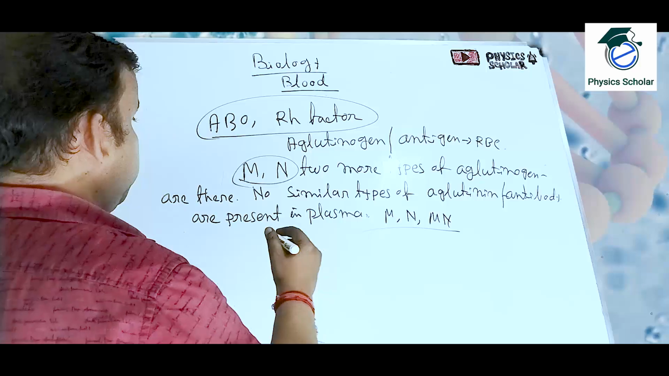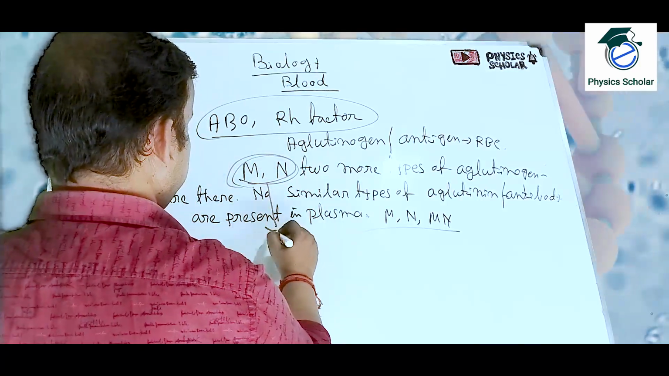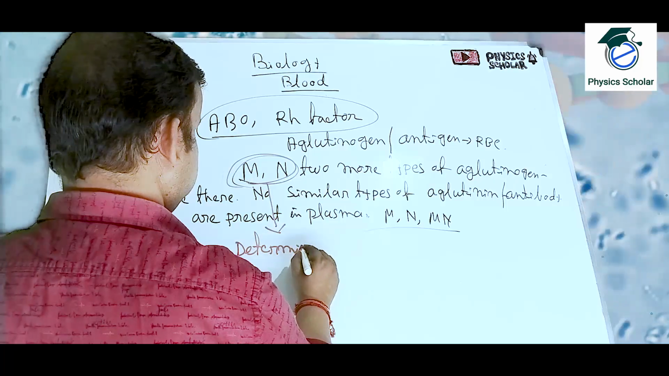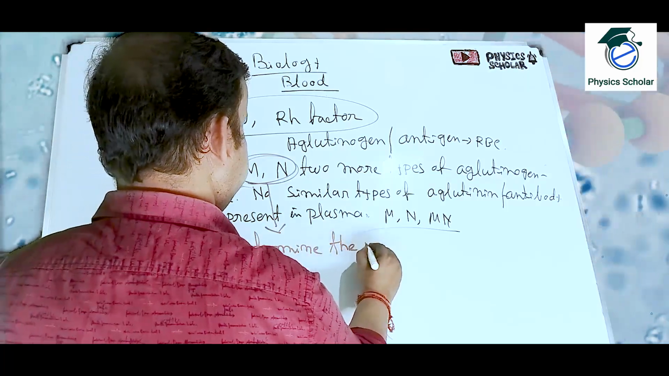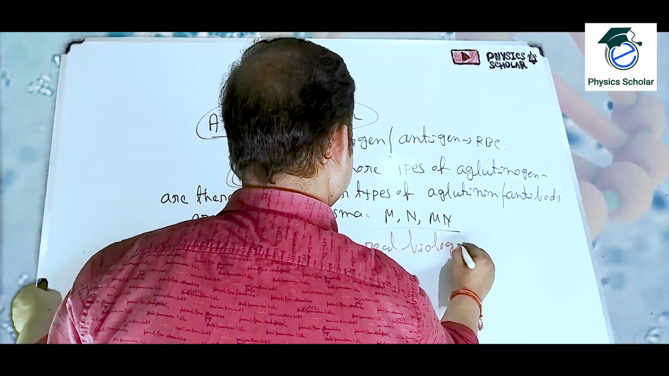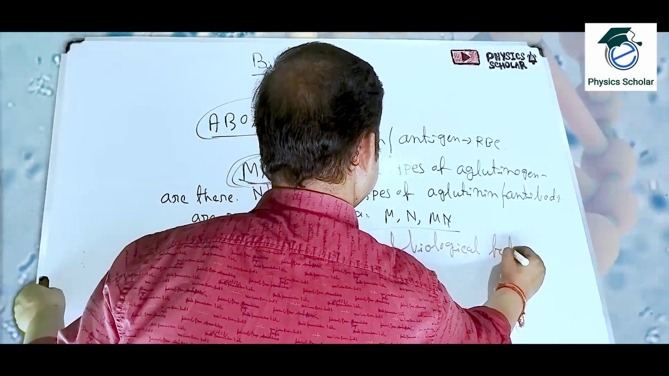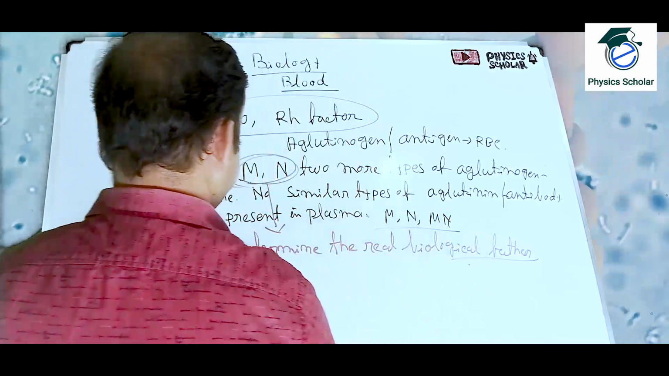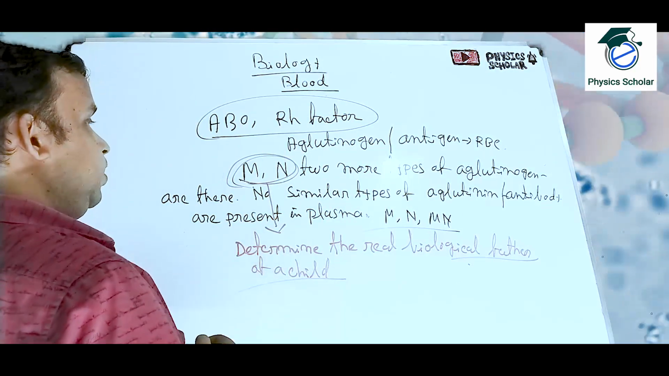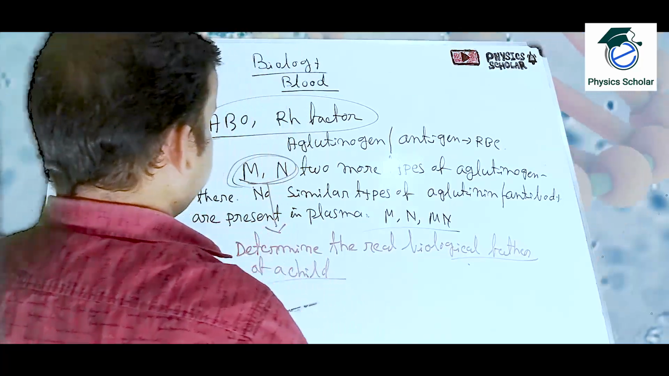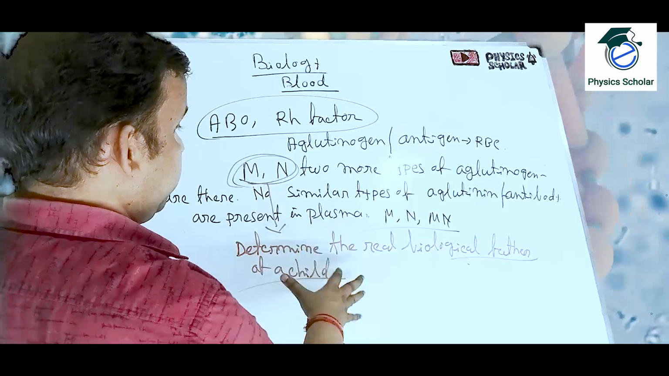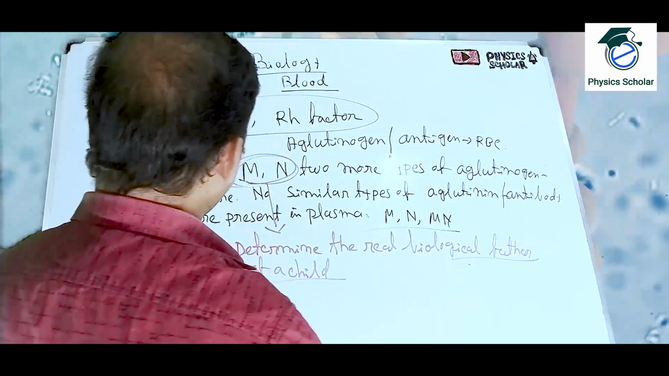But why is it important? It is important to determine the real biological father of a child. Clear? So M and N, these agglutinogens, are required to determine the real biological father of a child.